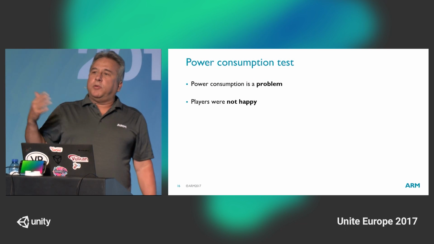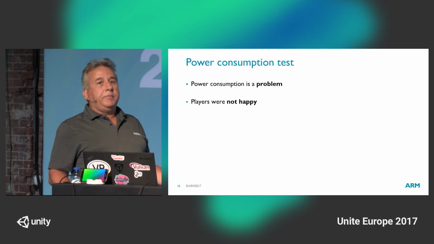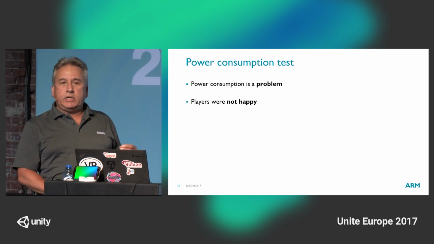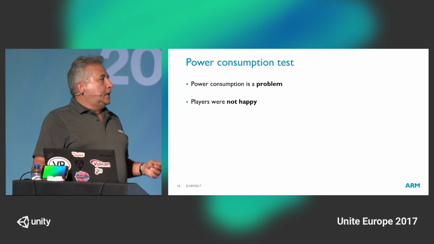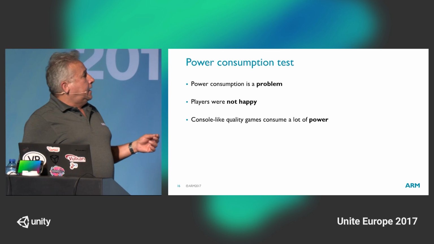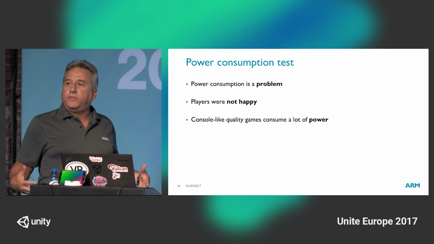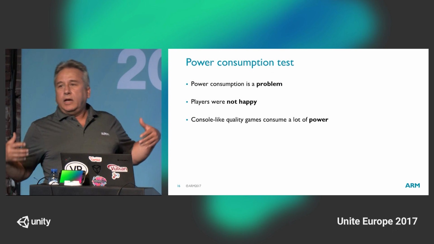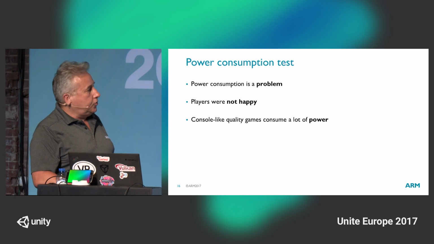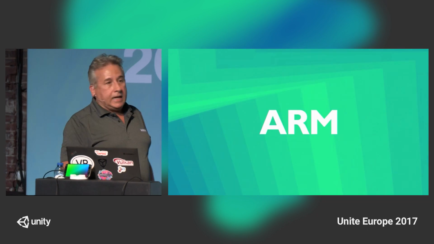But Vulkan can help us in a different way. One of the problems Infinite Studio had at the beginning was that some users reported that the game was draining the battery faster than usual. So they got some problem related with the power consumption. As you know, console-like quality games consume a lot of power because there is a lot of graphics going on the screen, a lot of draw calls. So they decided as well to see if Vulkan can help on that.